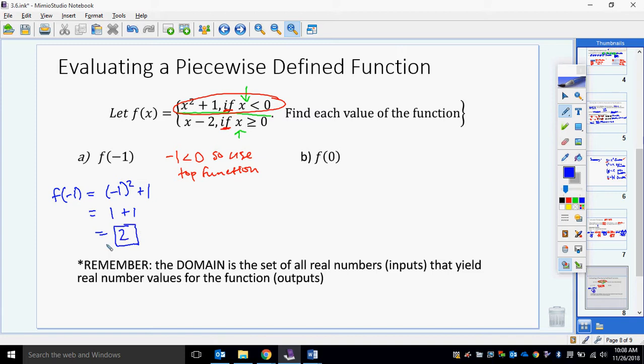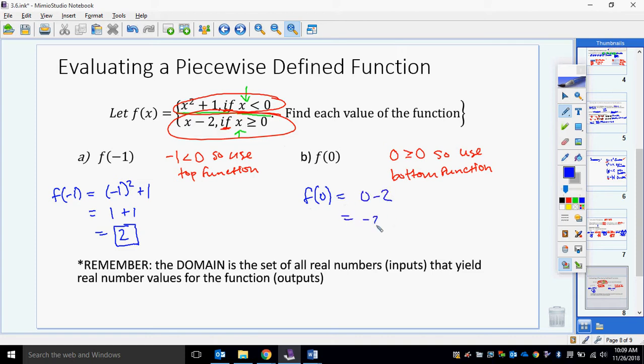Let's go over here though. F of 0, which category would this meet? Well, 0 isn't less than 0, but it is equal to. So it would satisfy the greater than or equal to. So this time we're going to use the bottom function. So I'm plugging in 0 for x, and here it says x minus 2. So 0 minus 2 for my final answer of negative 2.